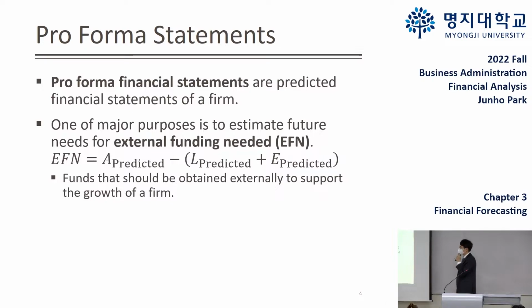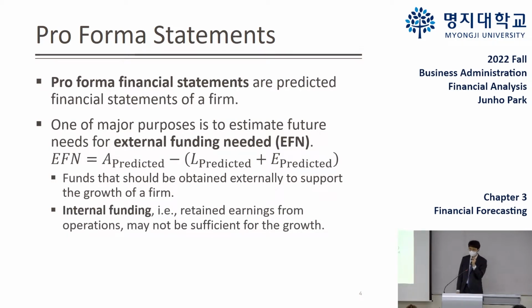EFN here is the funding that should be obtained externally from outside investors to support the growth of a firm. Here we are using the term external, right? So why should we call it external funds? It means that, on the other hand, we have internal funds, and the internal funds are cash generated by your operation. So we have internal funding, which we can say is retained earnings.